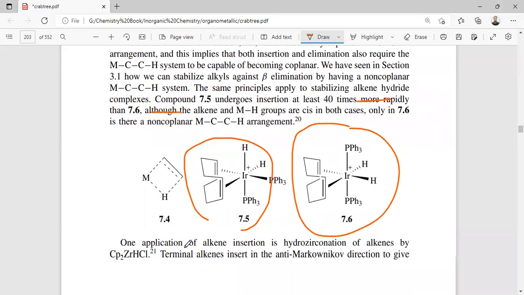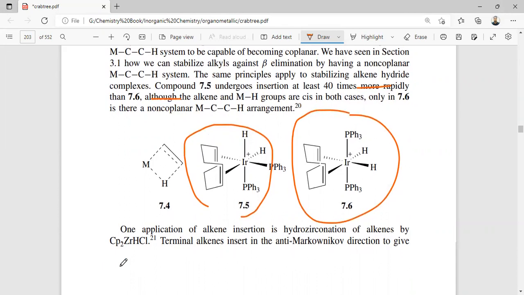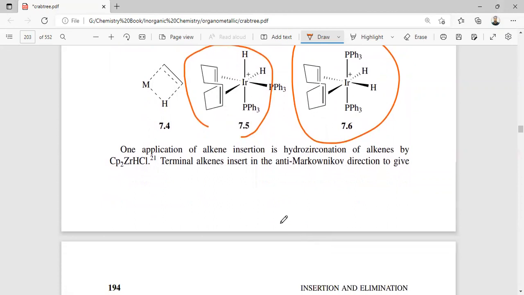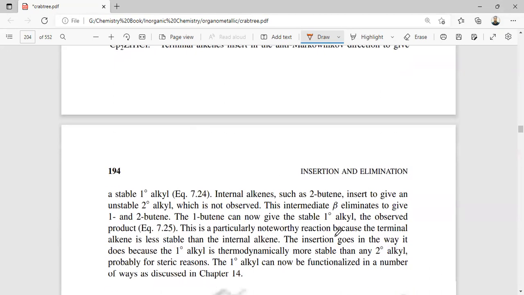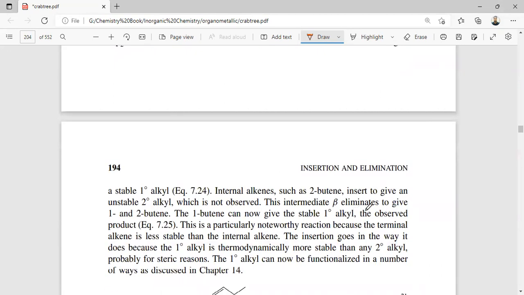So one application of the alkene insertion is the hydrozirconation of the alkene by Cp2ZrHCl. The terminal alkenes insert in the anti-Markovnikov direction to give the stable primary alkyl. The internal alkene such as 2-butene inserts to give the unstable secondary alkyl, which is not observed. This intermediate undergoes beta elimination to give 1-butene, and the 1-butene can also give the stable primary alkyl.